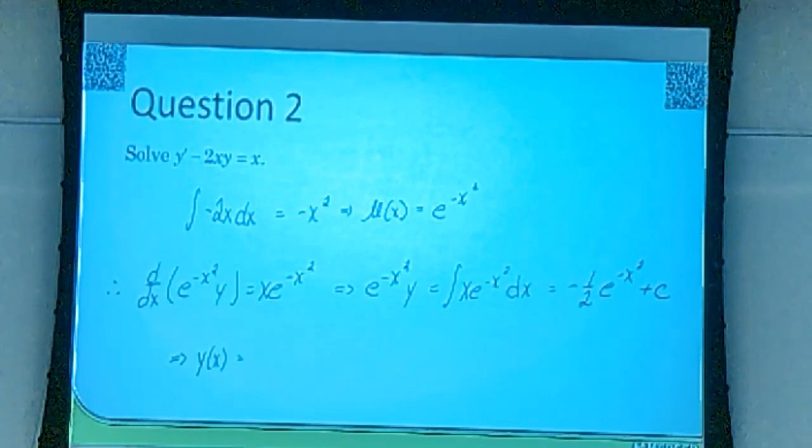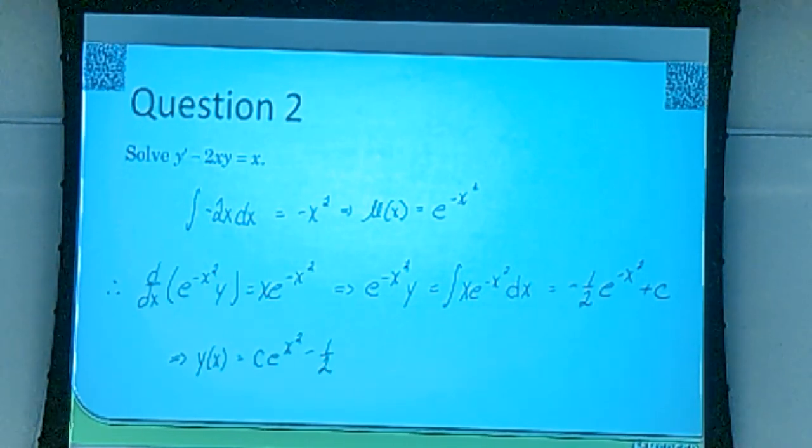Now multiply through by e to the x squared. We get C e to the x squared minus a half. There's your solution. So why do you multiply through? So you can isolate y. Right, because e to the negative x squared times y equals that. So what does y equal? You divide by e to the negative x squared, which is the same as multiplying by e to the x squared.